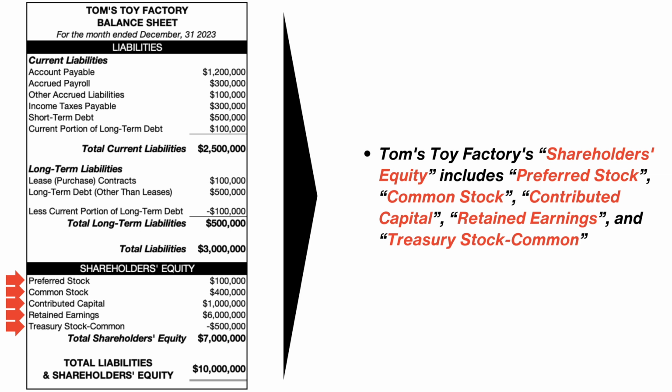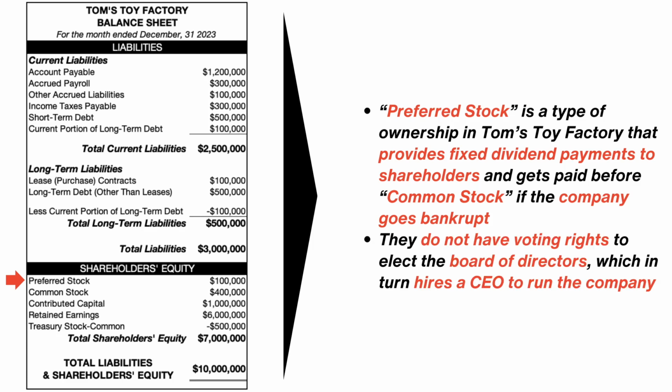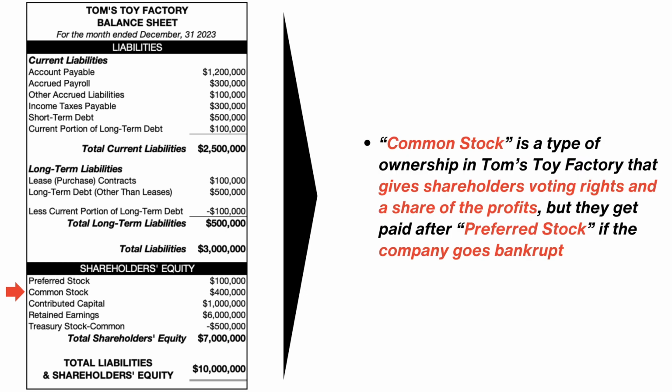Tom's Toy Factory's shareholders' equity includes preferred stock, common stock, contributed capital, retained earnings, and treasury stock common. Preferred stock is the type of ownership in Tom's Toy Factory that provides fixed dividend payments to shareholders and gets paid before common stock if the company goes bankrupt. They do not have voting rights to elect the board of directors, which in turn hires a CEO to run the company. Common stock is a type of ownership in Tom's Toy Factory that gives shareholders voting rights and a share of the profits, but they get paid after preferred stock if the company goes bankrupt.